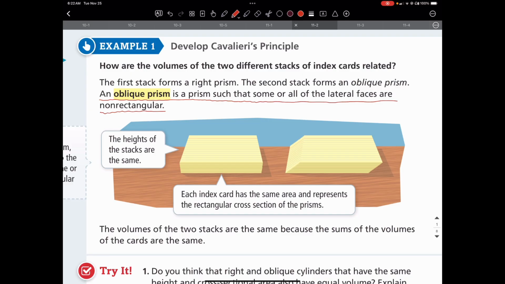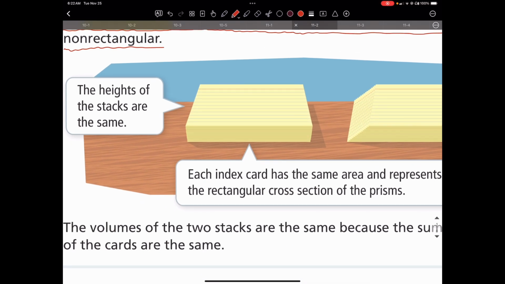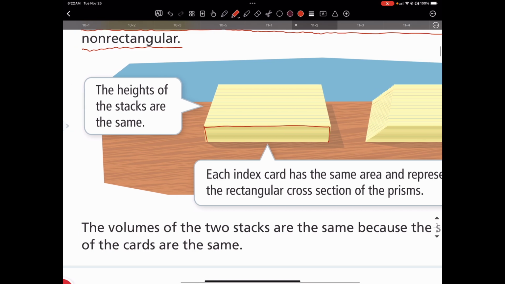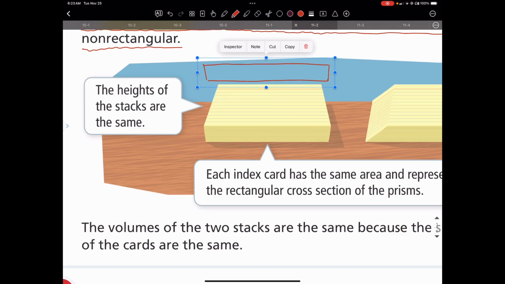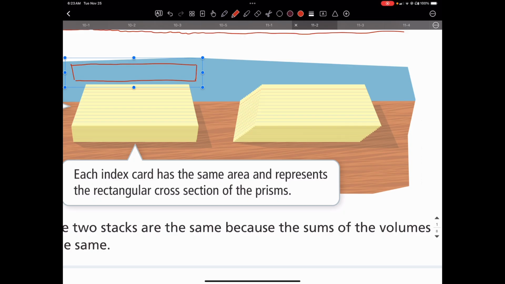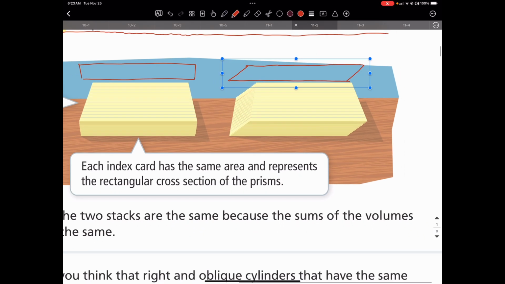non-rectangular. For instance, what they're referring to is this first stack here, the face, if you were to illustrate it or trace it, you can see is rectangular. But then this face here, even though it's the same amount of cards, or we assume it's the same amount, they haven't discussed that yet, this face is non-rectangular. If I take it up so you can see it, it's more of a trapezoidal shape.